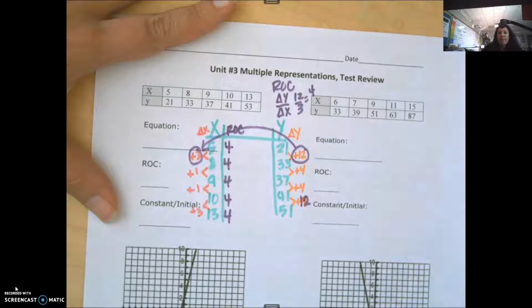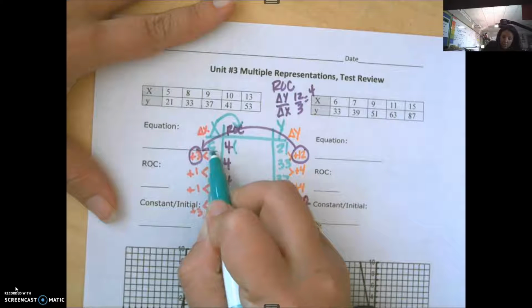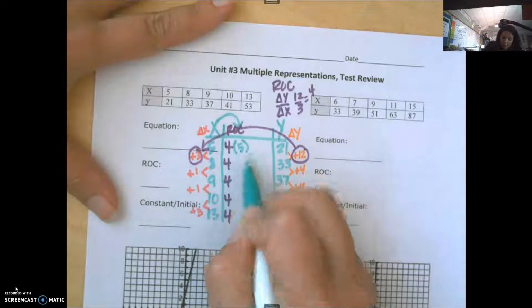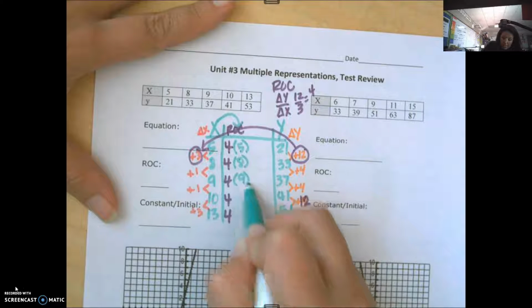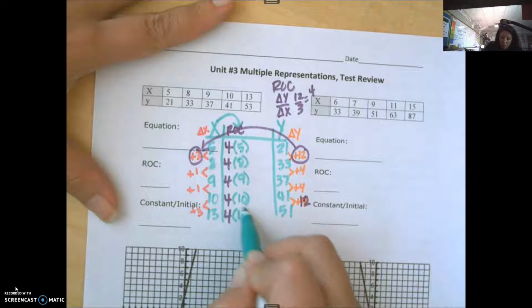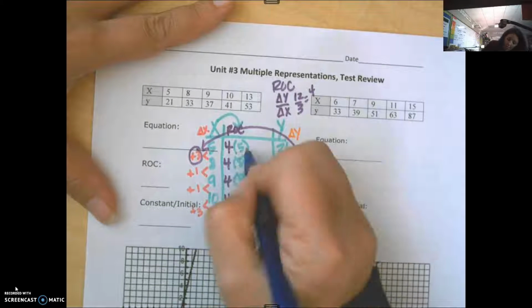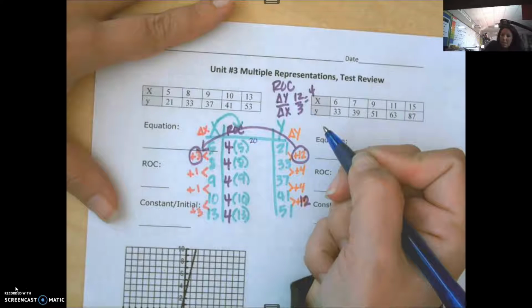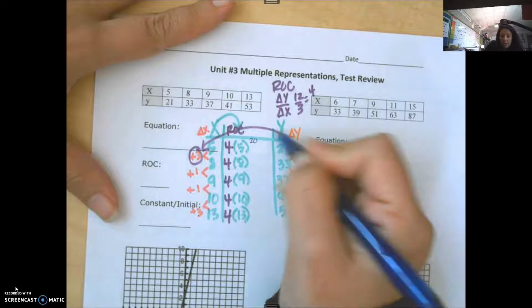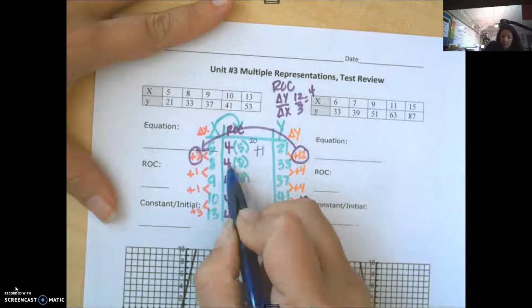Now I'm going to multiply my coefficient by my variable x, or my rock by all my x values. My first x value is 5. So 4 times 5, 4 times 8, 4 times 9, 4 times 10, and 4 times 13. Now when I multiply them, 4 times 5 is 20. But I don't want 20, I need 21. So how do I get from 20 to 21? I add 1.